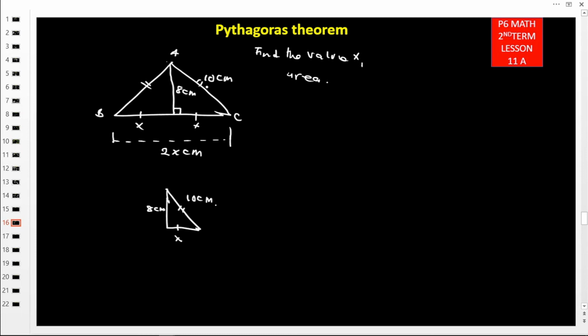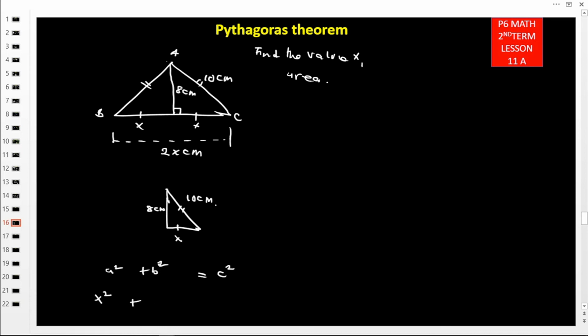Do you remember the theorem? The theorem says base squared plus height squared gives us hypotenuse squared, right? So whereby we said this is a, b and c, it states as a squared plus b squared is giving us c squared. Now what is our a?